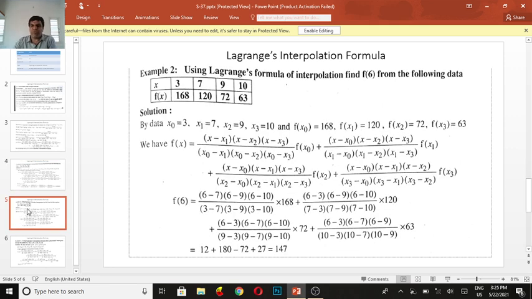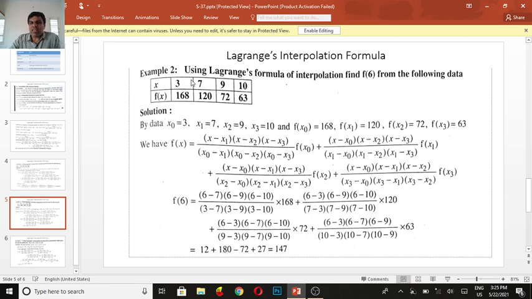Using the same patterns, using Lagrange's interpolation formula, find f of 6 from the following data: x equal to 3, 7, 9, 10. f of x is 168, 120, 72, 63.